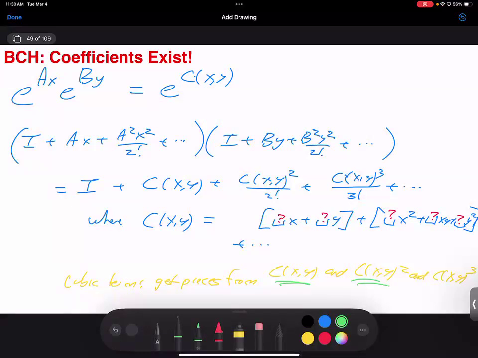So something exists. And now that we know the cubic terms, now we can look at the quartic terms. And so the method will work. Now, two big questions remain. One question is, what are those coefficients? Can you write down a nice formula? And then the second is, does the sum converge? Maybe the resulting expression doesn't converge.